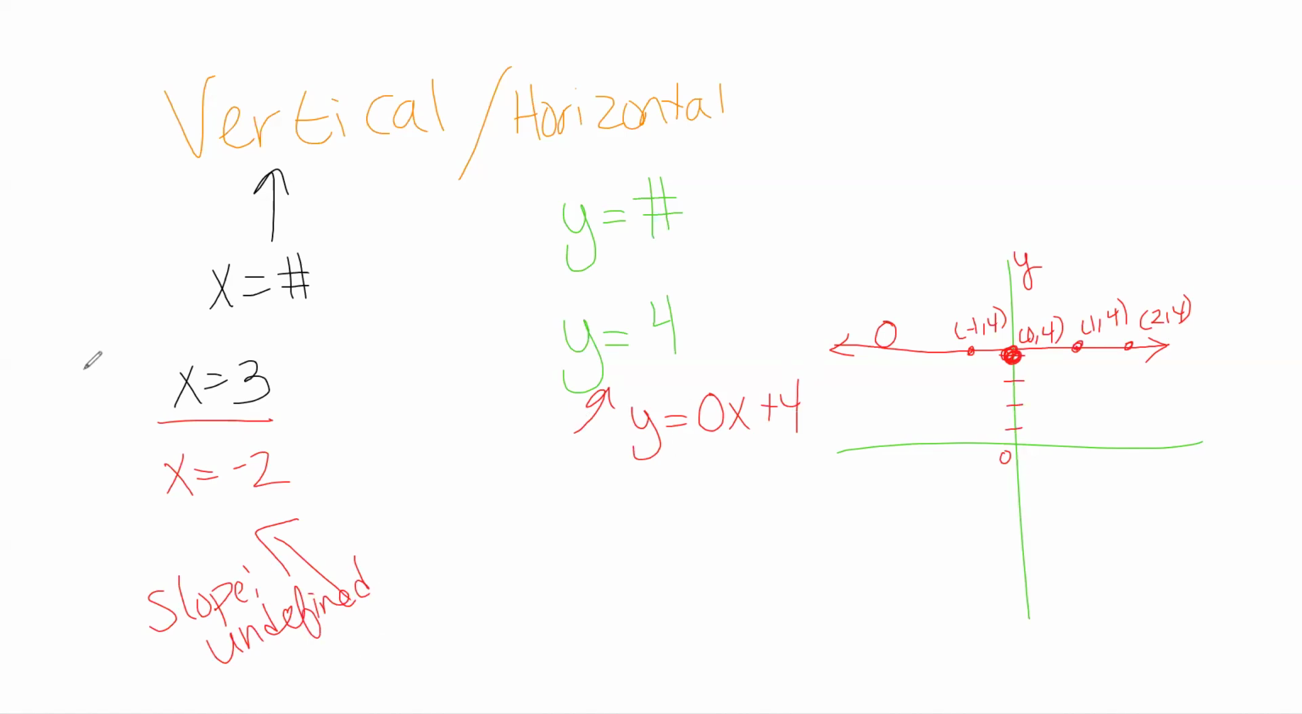Okay, let me do one more y. Let's do y equals -5. On the y-axis, down 1, 2, 3, 4, 5, put a point, straight horizontal. Done.